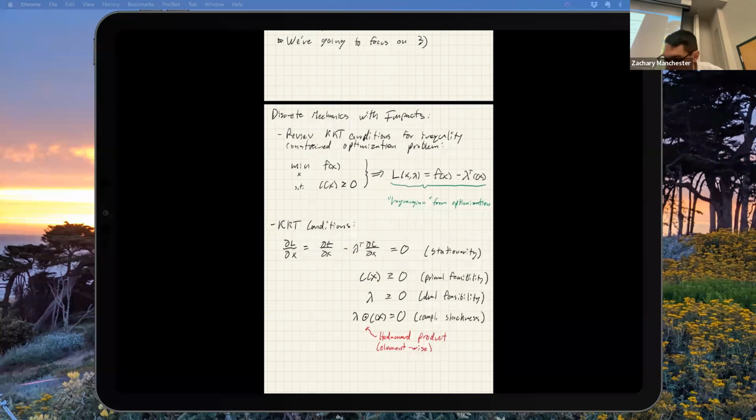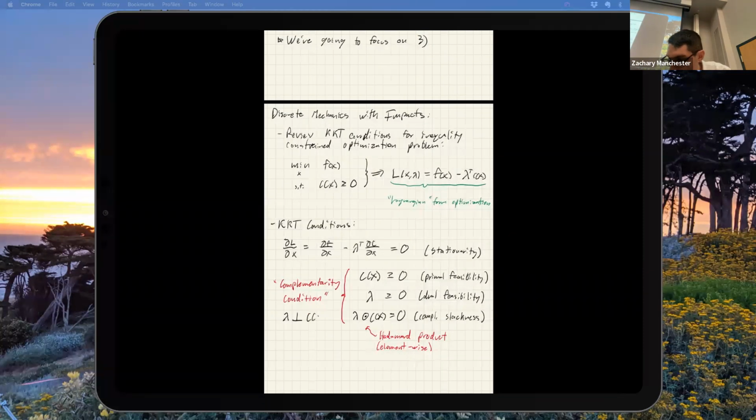Okay, and then this whole set of conditions here, this C positive, lambda positive, and then lambda times C equals 0, that whole set of conditions altogether is called a complementarity condition. You'll also see it shorthand written sometimes as lambda perp C of X. So this means all three of these things. You will see this sometimes, just as an FYI.